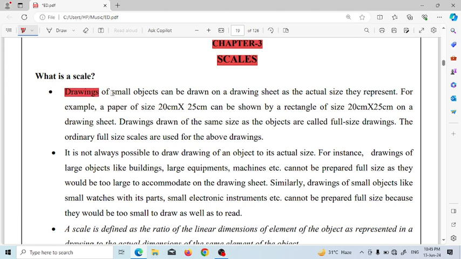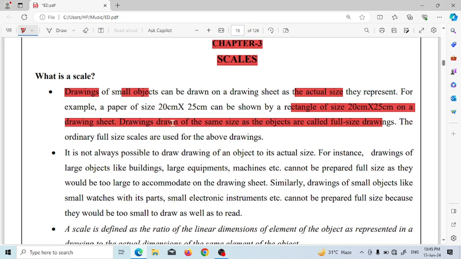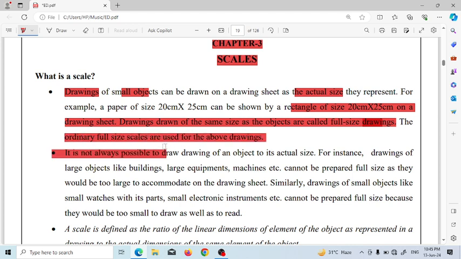A drawing of a small object can be drawn on the drawing sheet at the actual size it represents. For example, a paper of size 20 centimeter by 25 centimeter, which is length and width, can be shown by a rectangle of 20 centimeter by 25 centimeter on the drawing sheet. Drawings drawn at the same size as the object are called full size drawings. The ordinary full size scale is used for such drawings.